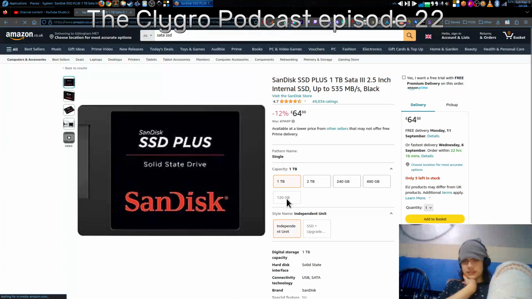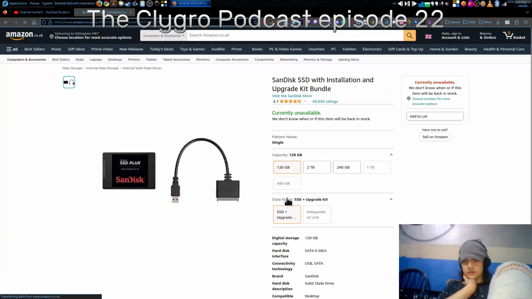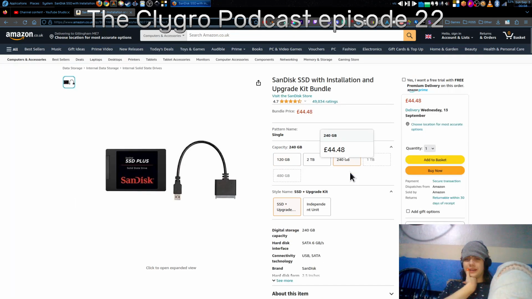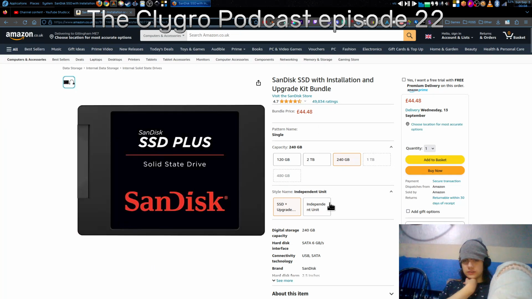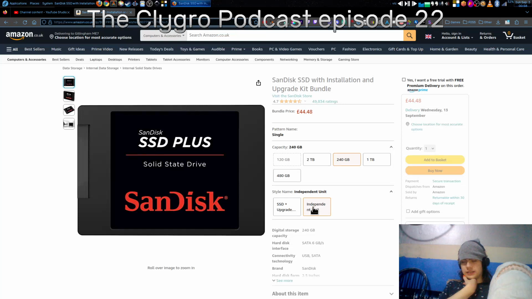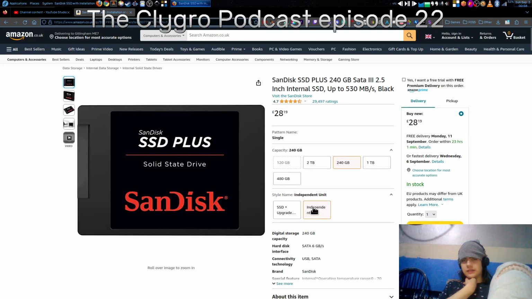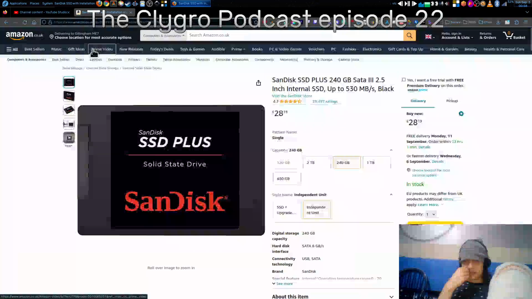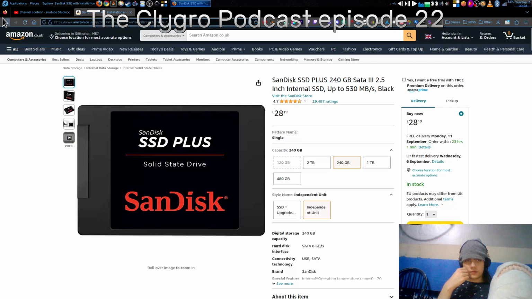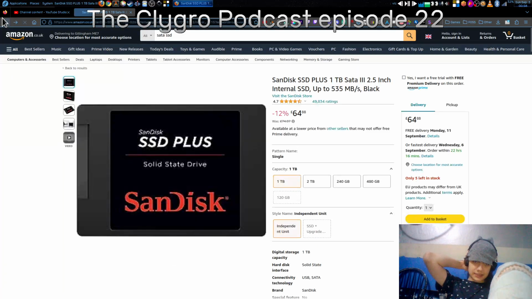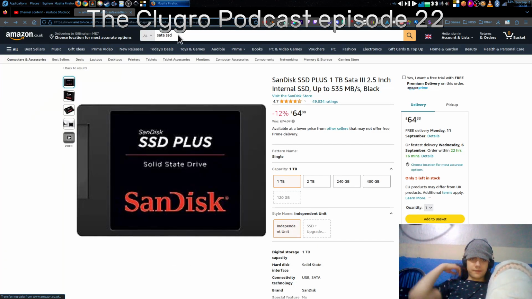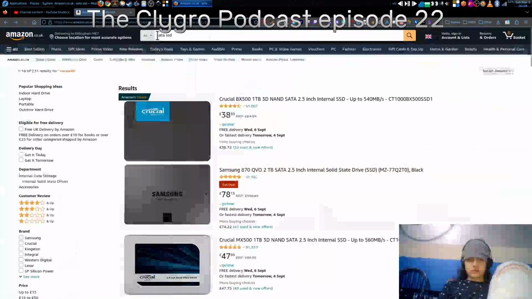What's the lowest capacity? Well, 120 gigs is currently unavailable, which makes me think they've discontinued it. For 240 it is 44, but what model is this? Independent. Oh wait, that's for an independent unit. It is 28.19. Now this is an SSD Plus. We've got a 3D SSD. Let me just scroll up.